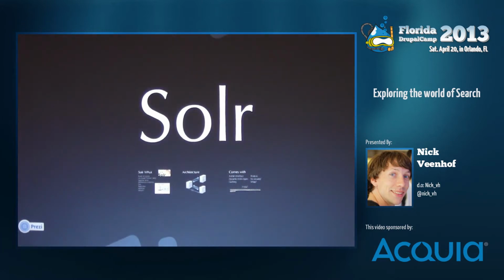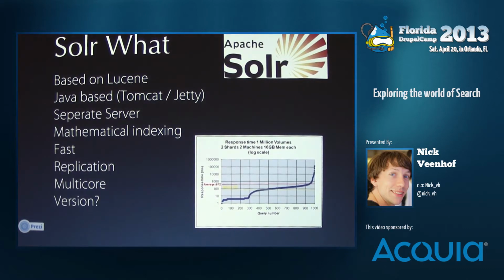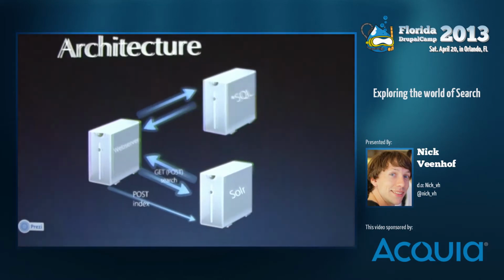So what is this whole Solr thing? It's a Java application. It's a separate server. There's a bunch of mathematics involved to make it really quick. It supports replication. It's a really good tool for full text searches. There's two versions that you can use for Drupal. It's the 3.6 version or the 4. If you use Apache Solr, the 4 is supported. I don't think Search API supports Solr 4 yet. I'm going to skip this also.